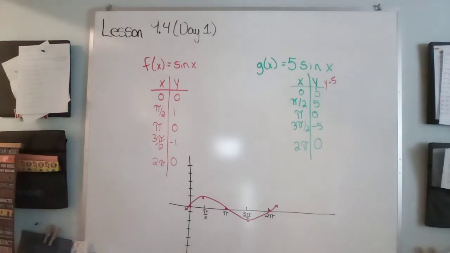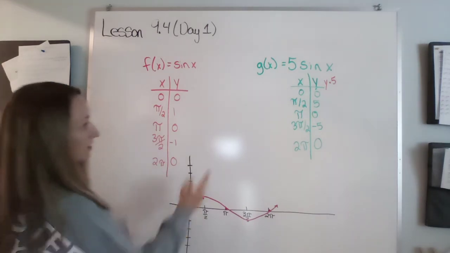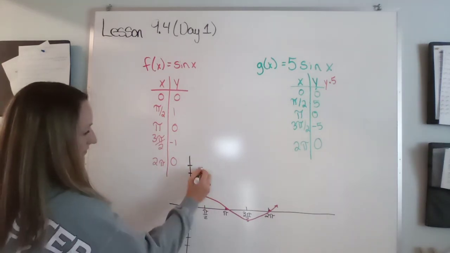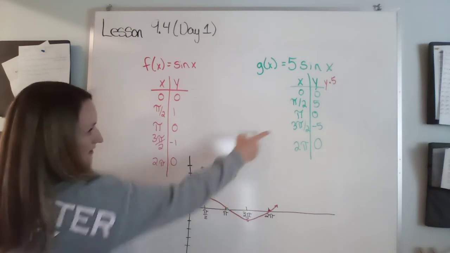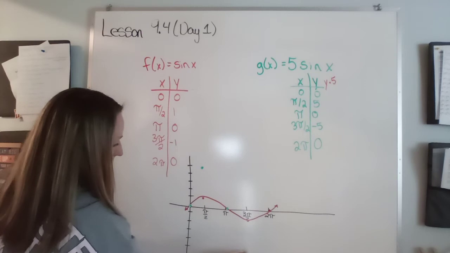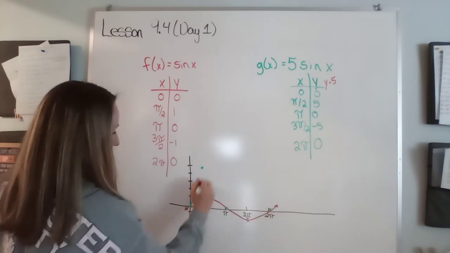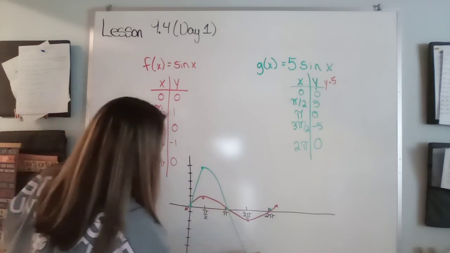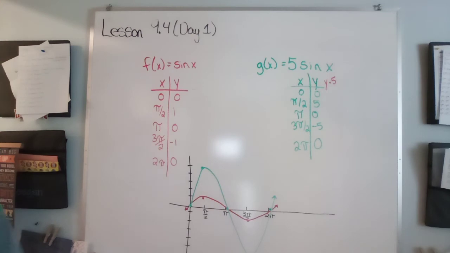And then the transformed function, sorry guys, has the point 0, 0. Then it's going to be pi over 2, 5. Then it's going to be pi, 0. Then 3 pi over 2, negative 5. And then 0 again. So you can see that it's stretched vertically, right? And we're going to talk about the amplitude and the period.